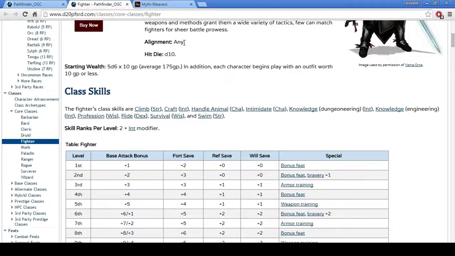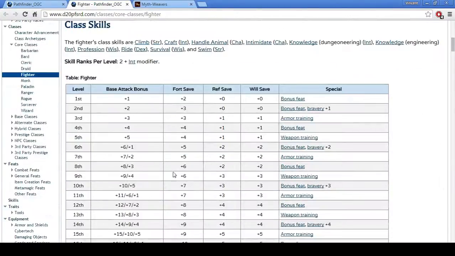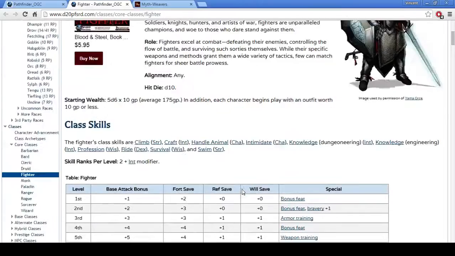Alignment, by the way, in case you couldn't gather from what I was talking about, is just the moral compass of your character, and it determines what kind of moral choices your character makes. That's all it's really there for. It's not a big part of the game, so you can ignore it if you'd like. But here's where the real information starts. This is all flavor text right here. You don't actually need to read this, but this is where we start getting into the nitty-gritty.